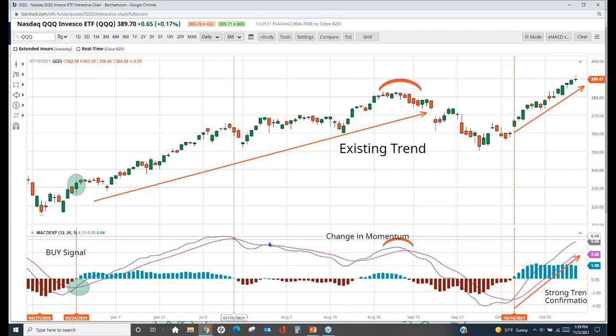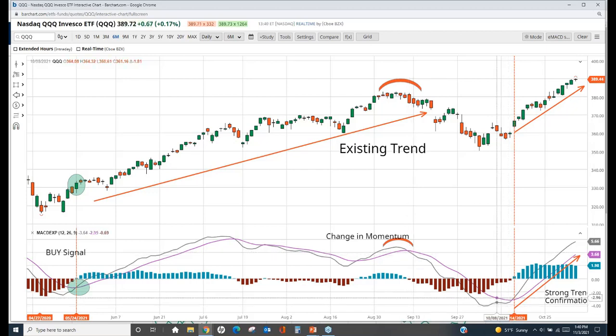But again, here was that negative divergence. I made a high, and then we didn't make a new high. Change in momentum, that would have been a signal for me to exit this trade, or at least move my stop closer to the market to make sure that I capture profits.